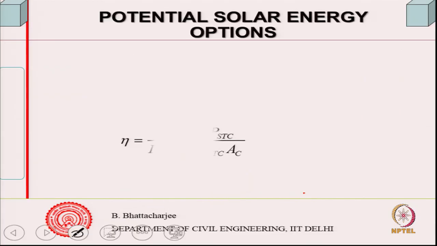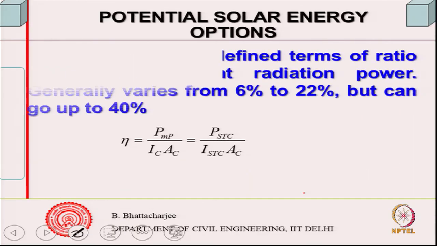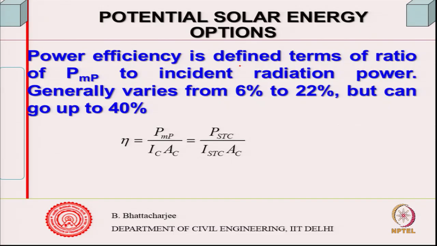So, this is also another thing known. All right. So, power efficiency is therefore more important. So, this is just some basic fundamentals, and let us look at this. We define power efficiency in terms of the ratio of maximum power to the incident radiation power, right. Generally it varies from 6 to 20%, but it can go up to 40%. So, generally 6 to 20%, 22% for varieties of them, that is there.